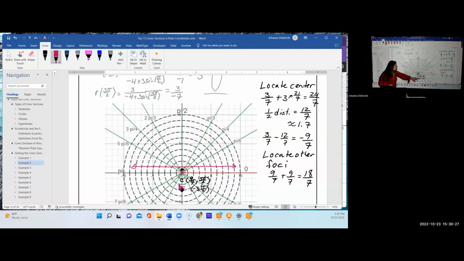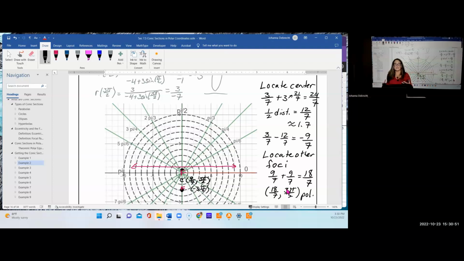So we now have this one. And we can write the coordinates of that vertex as well. It's getting a little crowded on there. So I'll say that this is at 18/7, 3 pi over 2. And that's in the polar system. And we could also write it in the rectangular system as 0, negative 18/7.